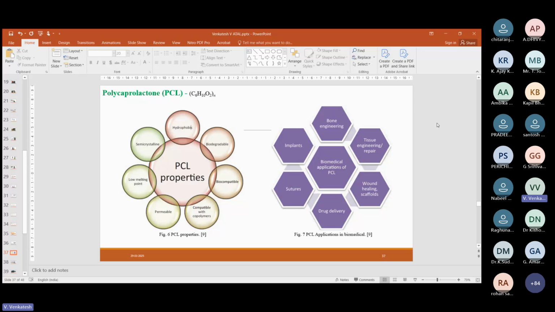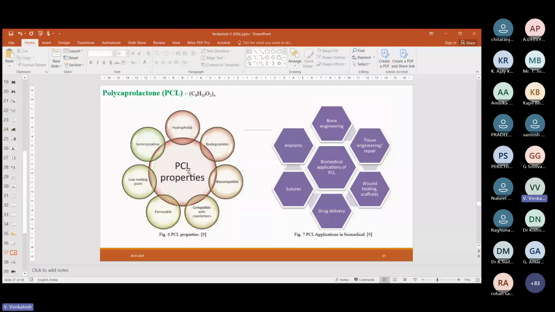In my literature review, I identified polycaprolactone as the best material to fabricate bone scaffolds. Not only the pure polymer, my system is able to print polymer composites as well. There are so many properties of polycaprolactone. It melts at a very low temperature, that is, a low melting point, and it is hydrophobic in nature. By following a particular protocol, we can convert the surface of polycaprolactone from hydrophobic to hydrophilic.